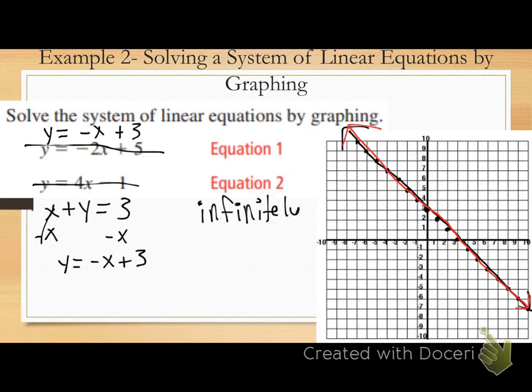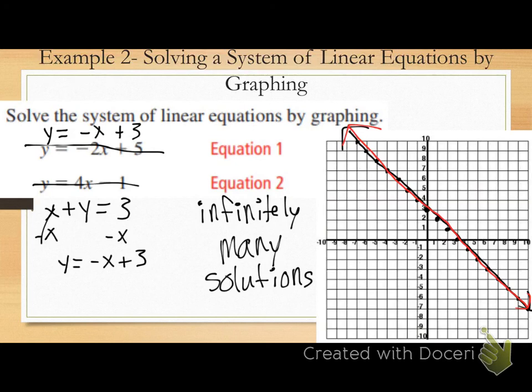You can write out 3 measly words. Infinitely many solutions. Write that out. Don't put IMS. Don't put the infinity symbol. Don't put anything like that. Infinitely many solutions. Just like that. That's what I want.